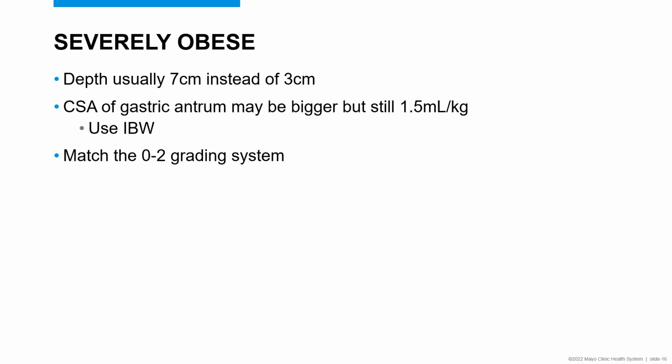And now for the severely obese patients. The depth is usually 7 centimeters instead of 3 centimeters. The area of the gastric antrum may be bigger, but it is still 1.5 mLs per kilo of ideal body weight. You can still use the qualitative and quantitative assessment models for the severely obese.